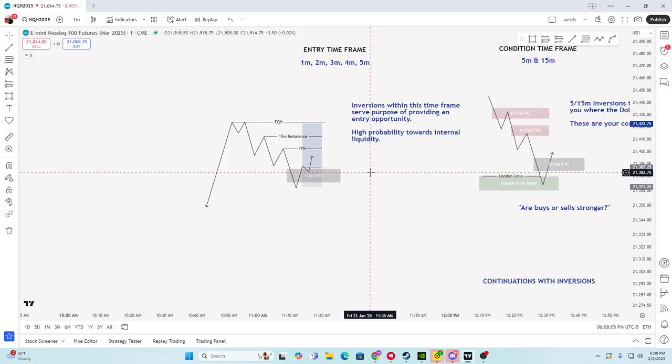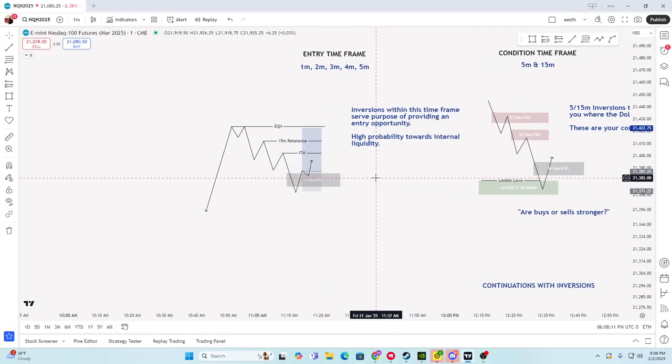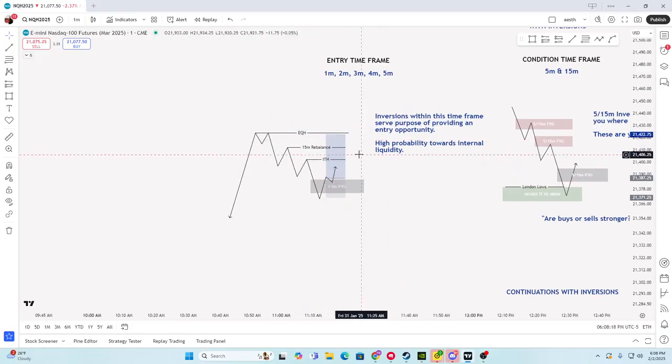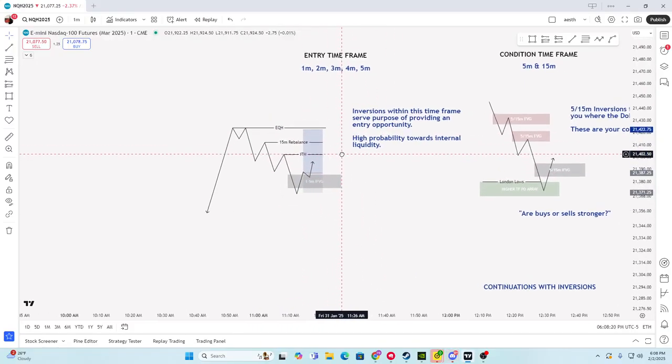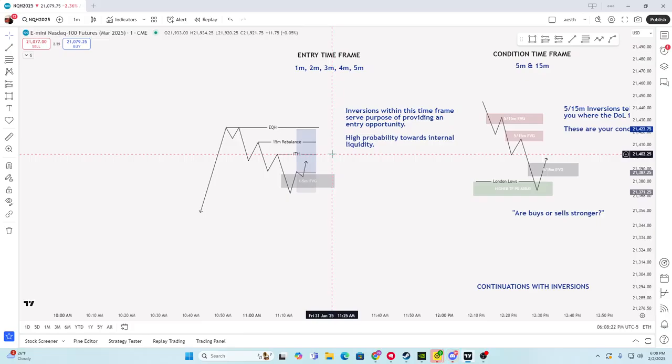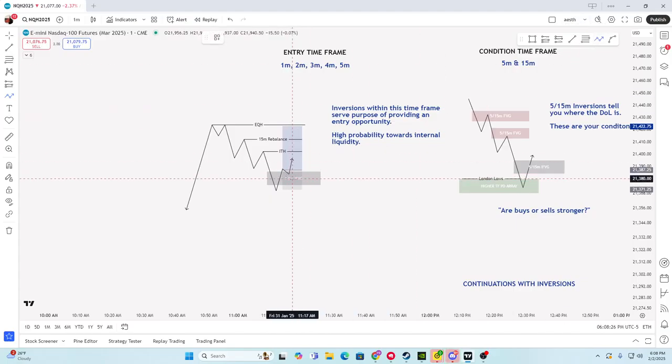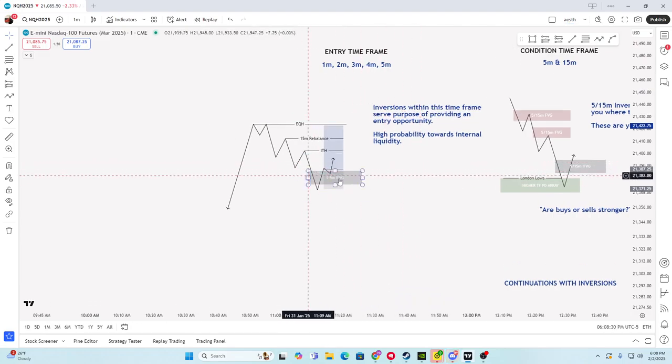Your entries are going to be between the 1, 2, 3, 4, 5 minute. 5 minute could also work as a condition, but it could also work as an entry. It depends on your conviction. So if you inverse a 5 minute and you have good RR towards internal high, then you can enter off that 5 minute. Or if you're still lacking conviction, you can wait to see if price respects that 5 minute and then get a 1 minute confirmation and enter off of that.